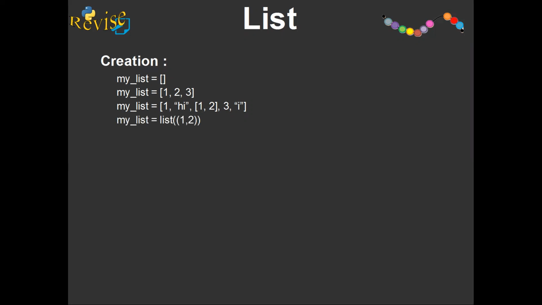Or you can use the list function to define a list. So let's define a list. This is our list. If you want to see the length of the list, we can use the len function and pass my list to it. So this is 5. 5 is the length of our list.